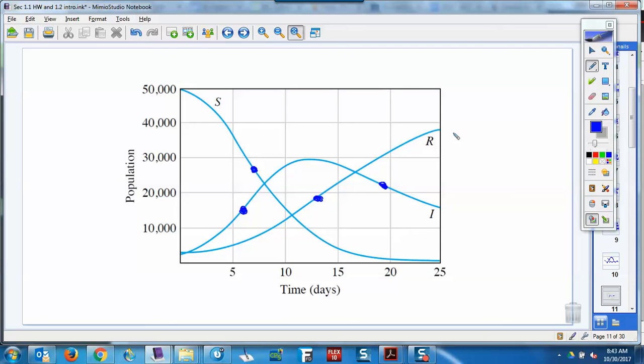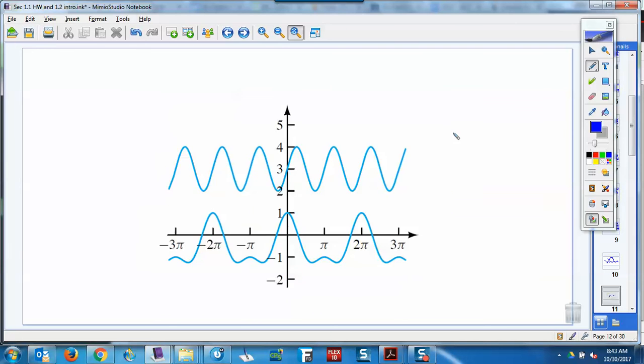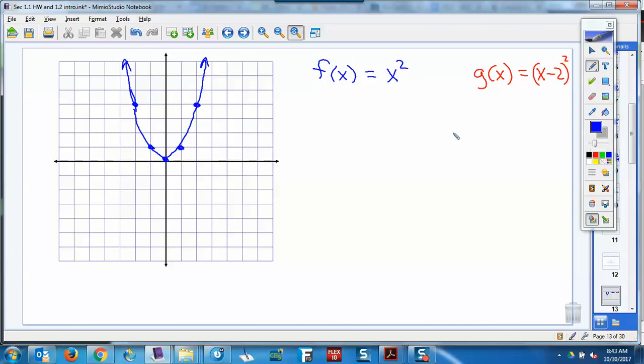Turn over to page 16. Let's talk about translations. That's probably the main thing we have to talk about today, and then also the odd even stuff. The rest of this was pretty basic as far as just some terminology. So let's talk about shifting and so forth on graphs.